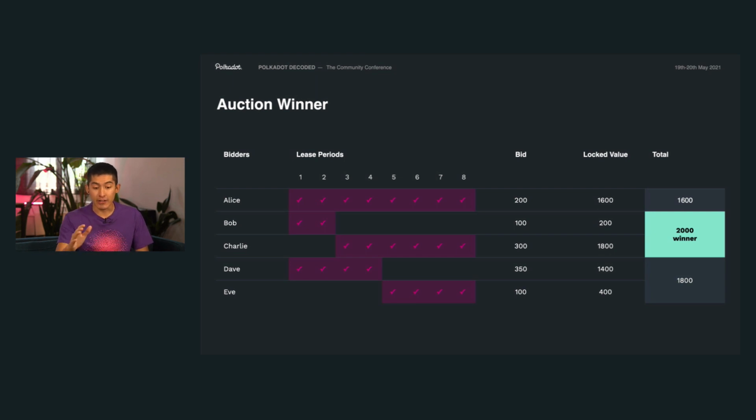And then if we look at the final evaluation, we sum up all the locked values, we would see that in this auction, Bob and Charlie will be the actual winners. And if we look, neither Bob nor Charlie actually made the highest bid, but it was the fact that their overall locked value was the highest that allowed them to become the winners. Does this make sense, right?